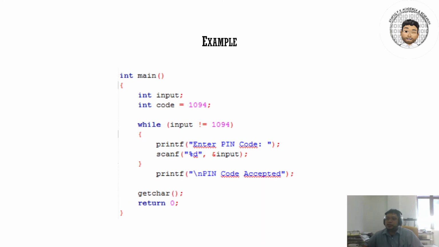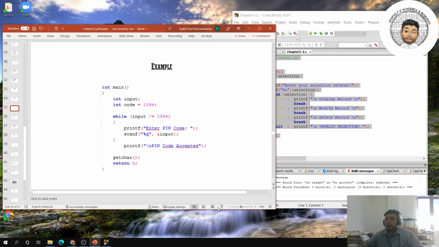Okay, so this is the example of the code: integer main, and then you have input, code 1094. While input is not equal 1094, printf enter pin code. Okay, and it will scan the input, and printf pin code accepted after the while. So while is also like if, you have this bracket here. You have this bracket here. So let's see how it works.